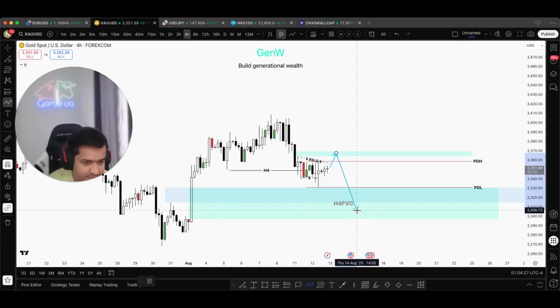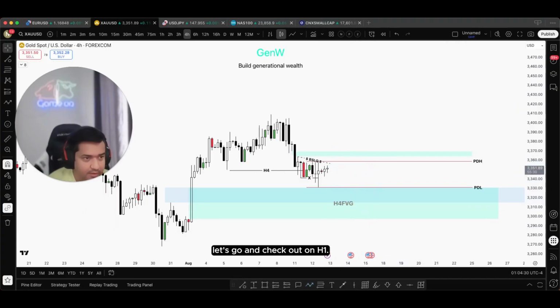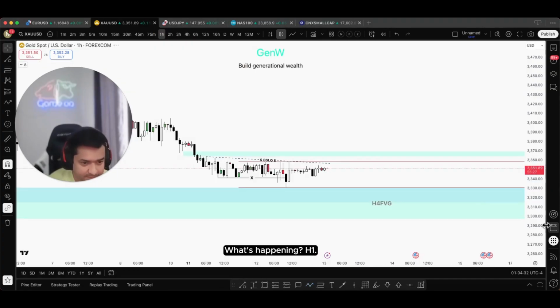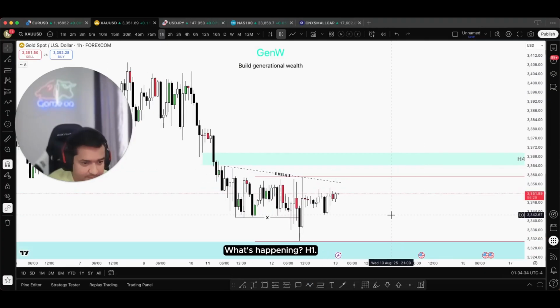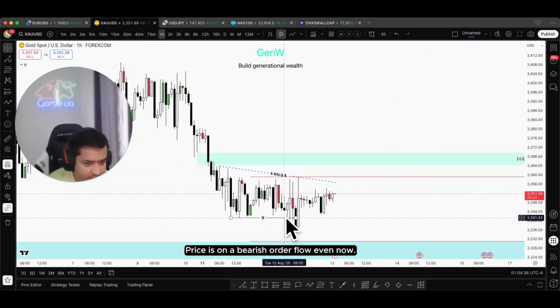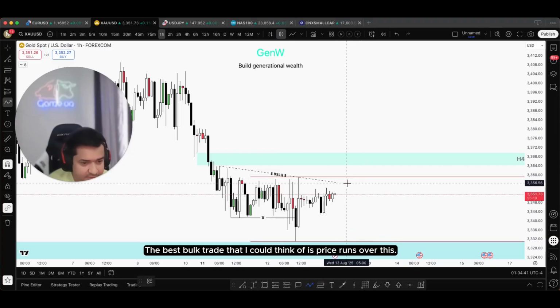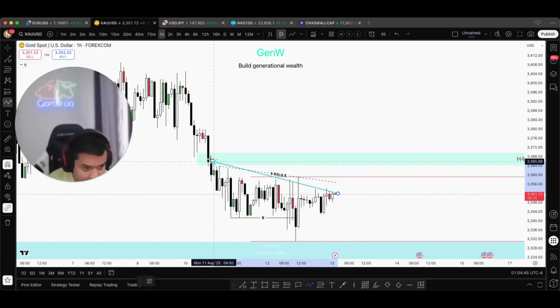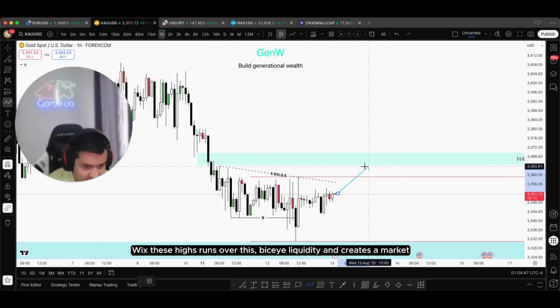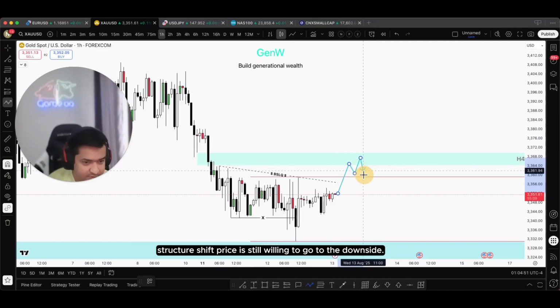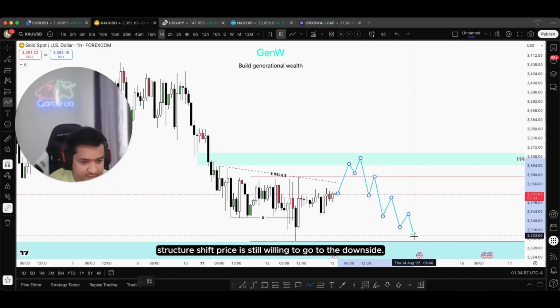So I won't be surprised if price does this. Let's go and check out on H1 what's happening. H1, price is on a bearish order flow even now. The best possible trade that I could think of is price runs over this, wicks these highs, runs over this buy side liquidity and creates a market structure shift.